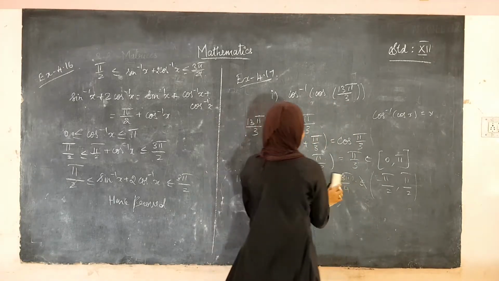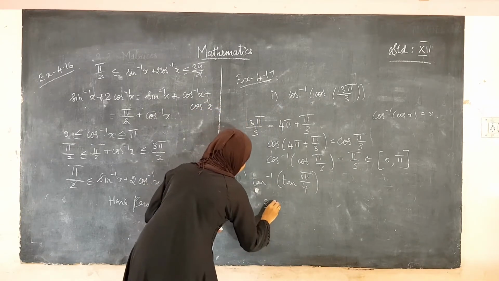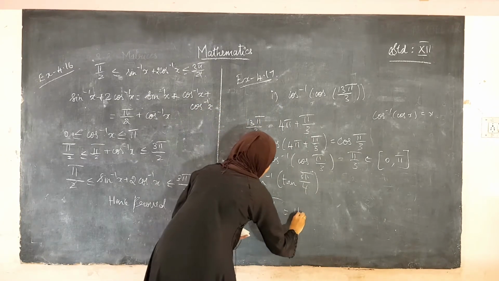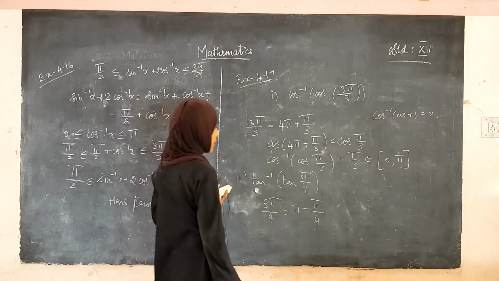Therefore, we are going to change this 3 pi by 4 as 3 pi by 4 is equal to pi minus pi by 4. Right, 4 pi minus pi is 3 pi divided by 4.